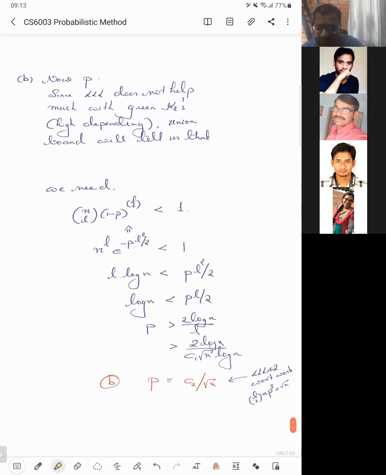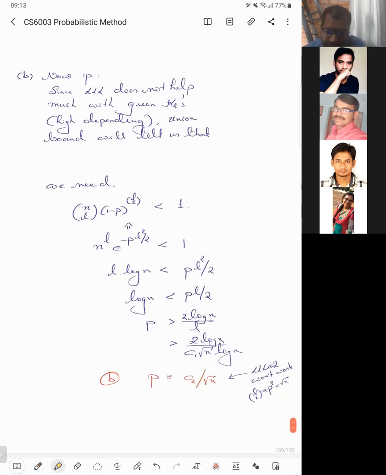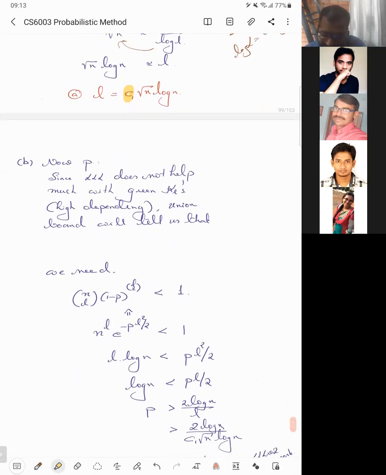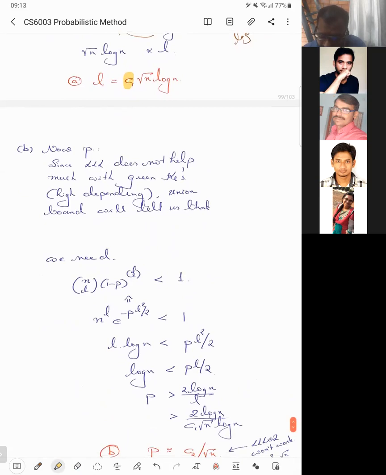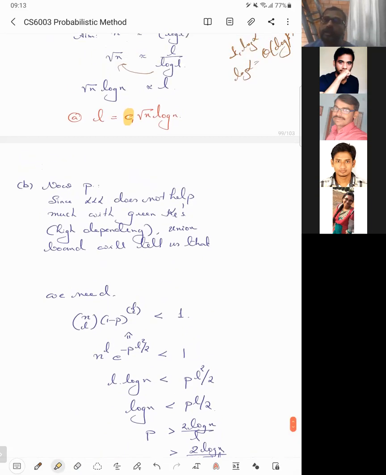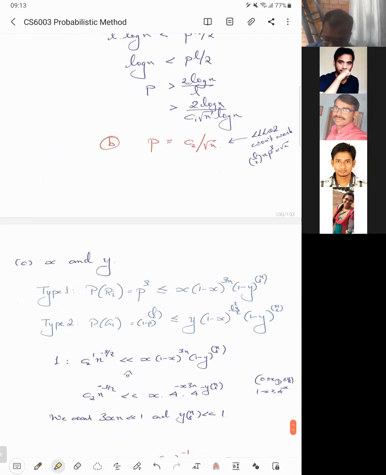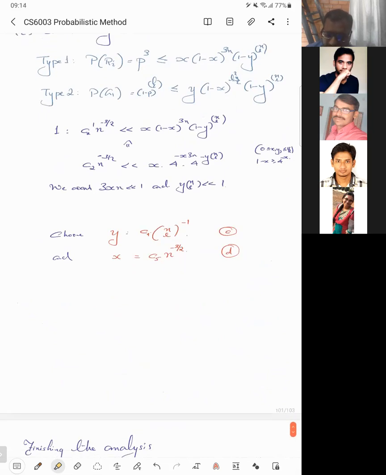Then we solve for P. This is a very rough reasoning, because we are thinking that this Lovász local lemma is not going to help much with type 2 events, because their dependency is almost as high as all the events in the graph, and hence we want a union bound to apply there, and so on and so forth. We solve for P, and y is the next guess, which we get by the same idea.